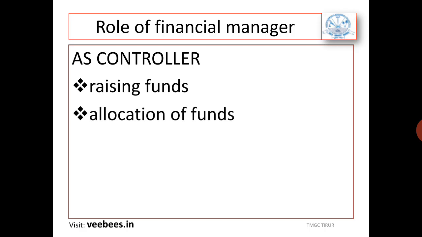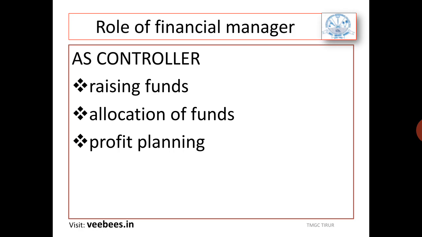Second one is allocation of funds. That means investment of funds. He has to invest the funds in different long-term assets, different short-term assets, different projects, etc. These are performed by the financial manager.